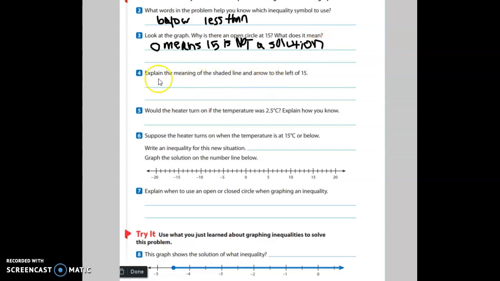So shaded line and arrow, these are all the possible solutions. So all values that make the inequality true. You could just say all true values. I'll just put true underneath. So that's all the values that are true for that inequality. Would the heater turn on if the temperature was 2.5 degrees Celsius? Yes, because 2.5 is less than 15.